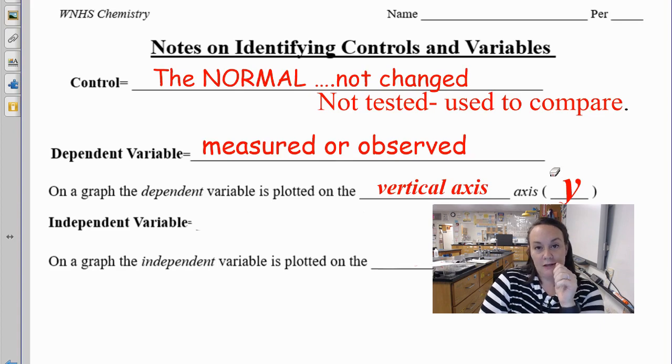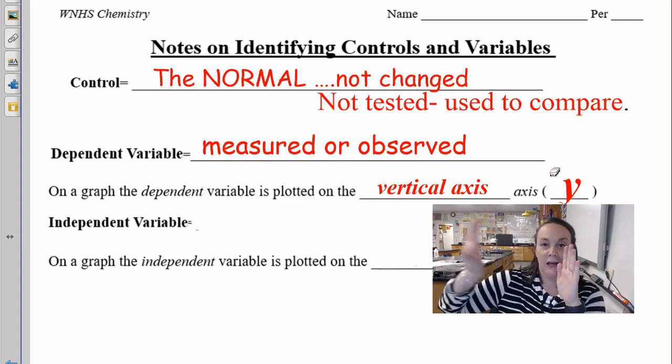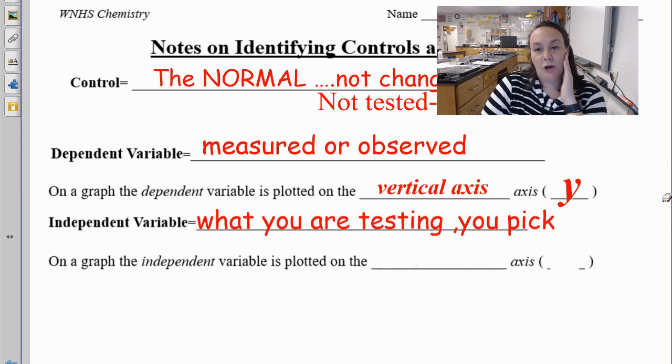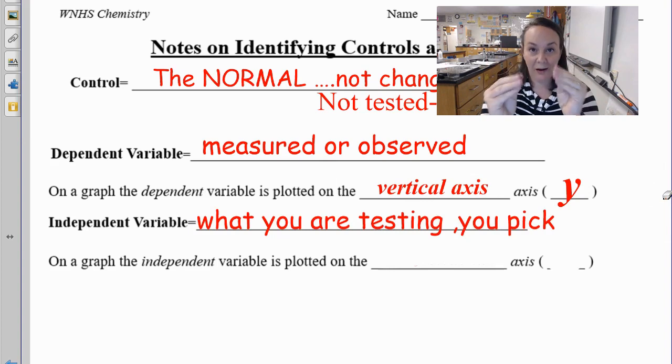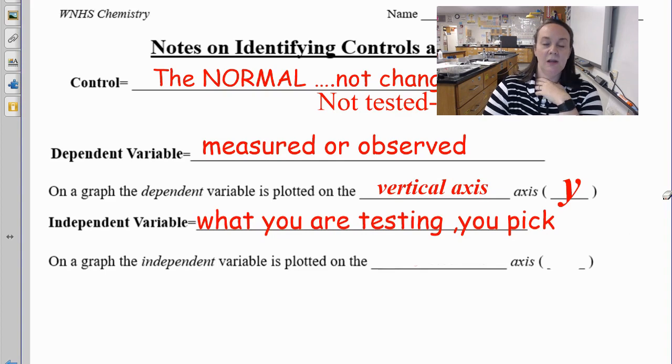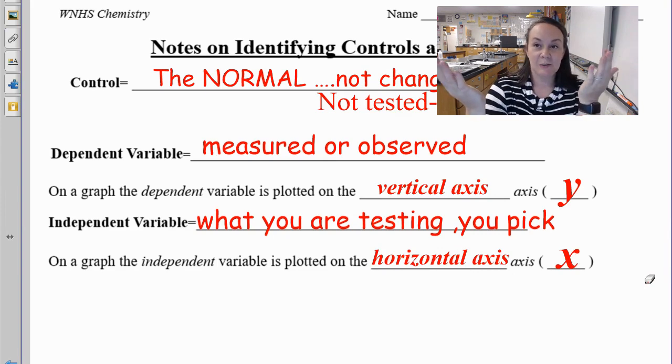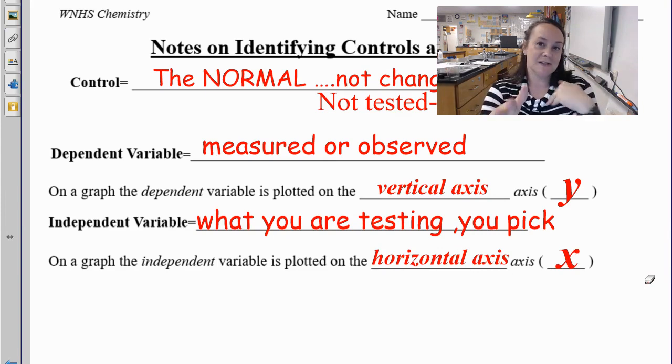The independent one is not the one that's going to change. It's the one that you're actually going to be testing. So the independent variable is what you are testing, or you can think about it as what you pick in order to be tested. And that is always going to be on the x-axis or the horizontal axis. And as always, if I go too fast, because I can't see you guys, go ahead and pause if you need a chance to write these things down.